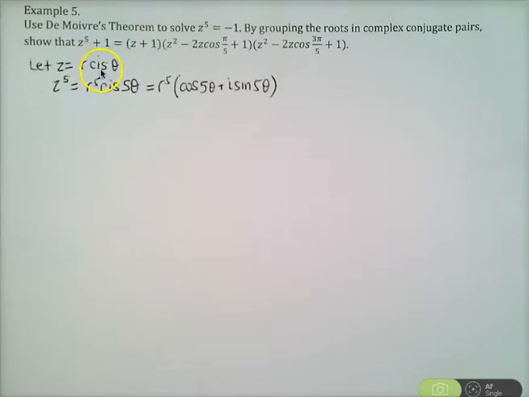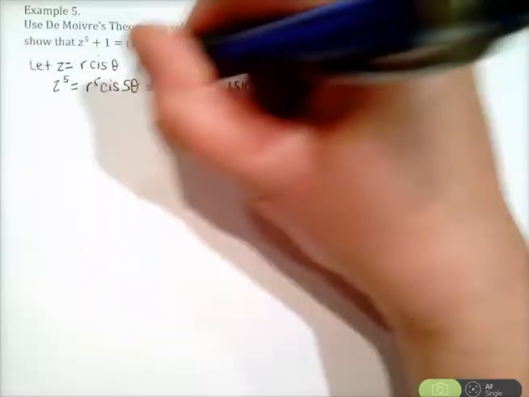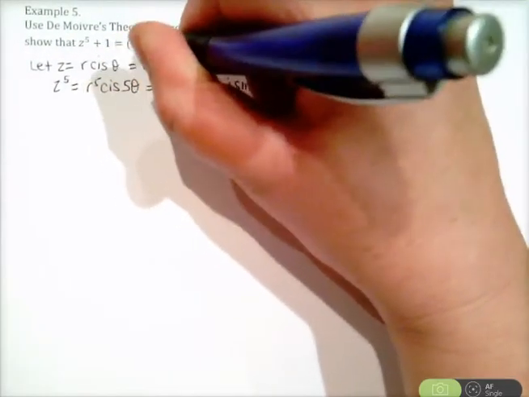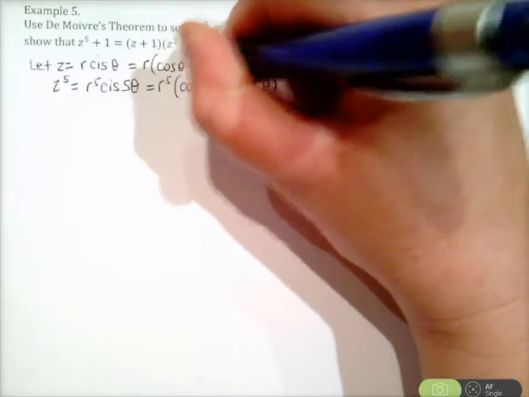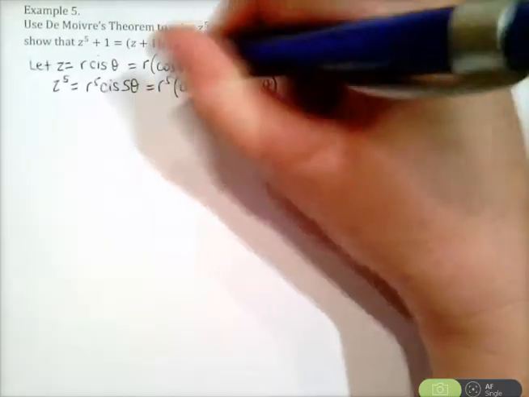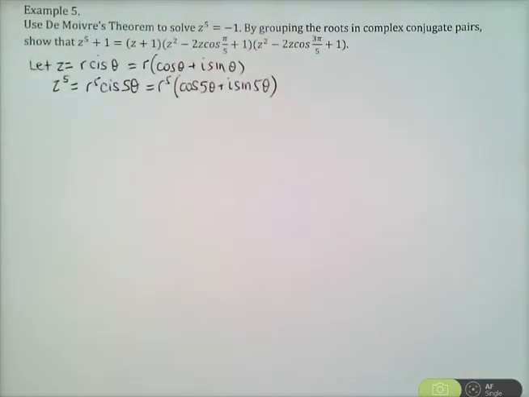If z equals r cis theta, which is r (cos theta plus i sine theta), so I can write that there, there's no need to write that all out. Then z to the power of 5 is r to the power of 5 cis 5 theta, which is, of course, this expanded version here. So that's using De Moivre's theorem there.